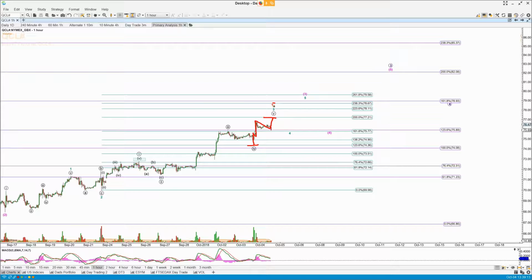inventory news. I think this is some kind of last ending diagonal for the 5 of this 3, looking for 77.21, then a move back to 75.77 to 74.90, and then the move up here and 4 5 4 5.